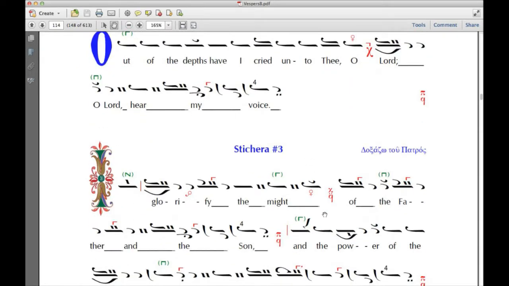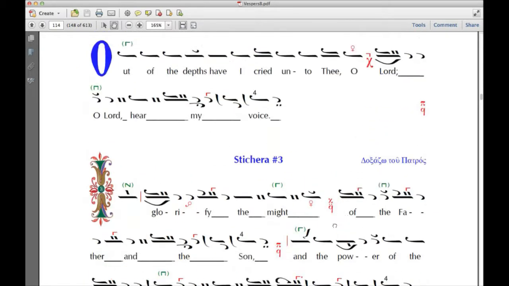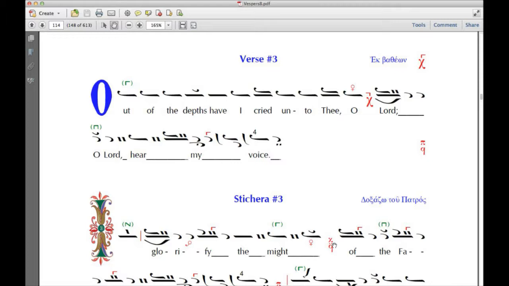Verse number 3 is Stichera number 3. Out of the depths have I cried unto thee, O Lord, O Lord, hear my voice. Do that again, or is that okay? Yes, please. For some reason, I lost the rhythm on that.